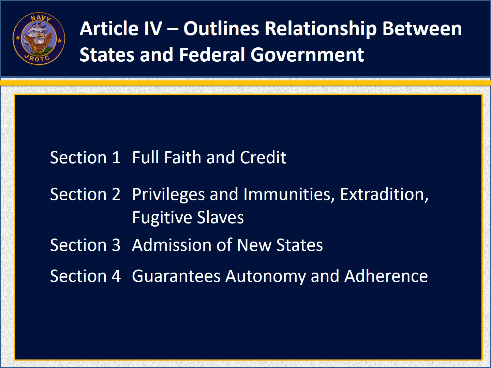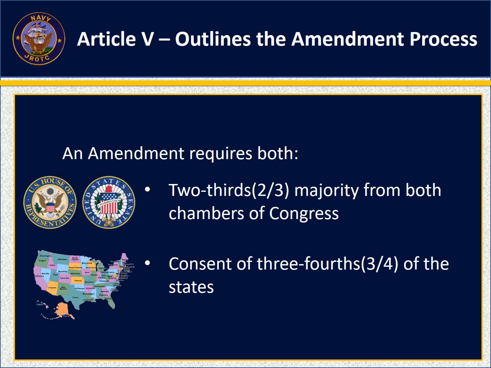Section 2 covers the privileges and immunities, extradition, fugitive slaves, and of course there's an amendment that outlawed slavery later. And then Section 3 is how do we admit new states. Section 4 guarantees autonomy. An amendment requires a 2/3 majority from both chambers of Congress, and it has to have consent of 3/4 of the states. 3/4 of the states have to, their legislatures have to vote on these.